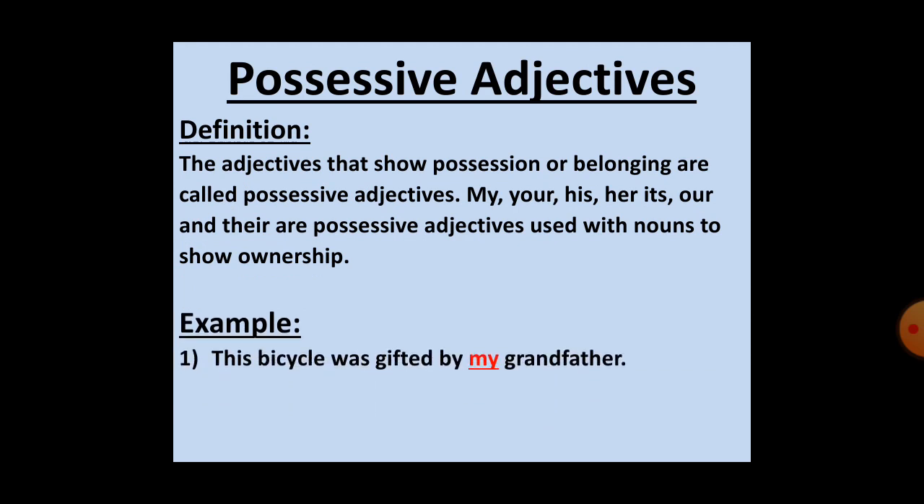This bicycle was gifted by my grandfather. So my is what? Possessive adjective. And if I don't want to put a noun, this bike was mine. So mine is what? Pronoun. But in my grandfather, grandfather is what? Noun. And before a noun we use an attributive, and that attributive is called an adjective, and before any noun which shows possession, that becomes our possessive adjective. So my is what? Possessive adjective.